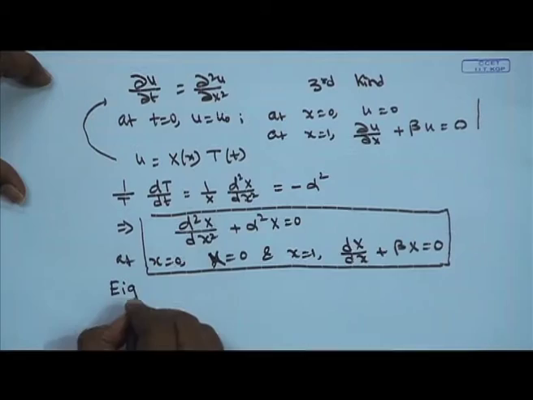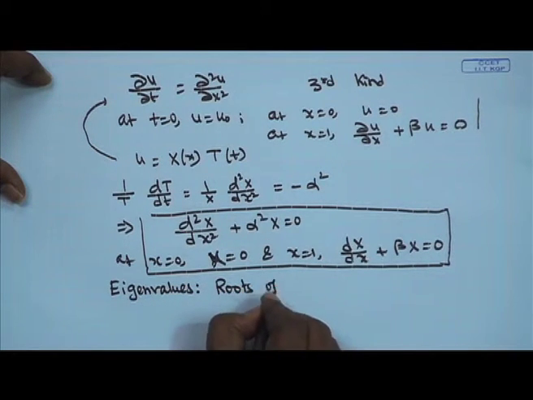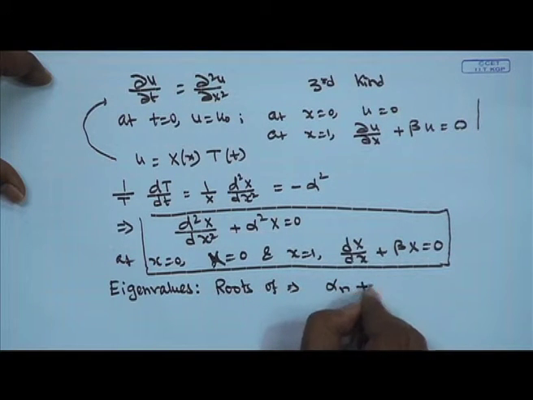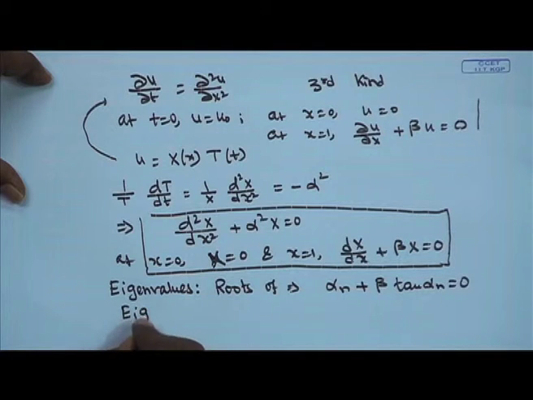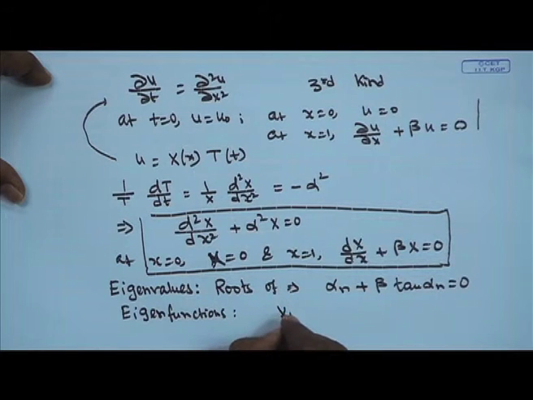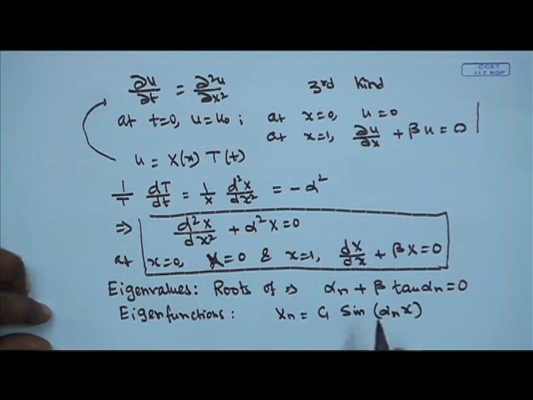So, eigenvalues will be roots of alpha n plus beta tan alpha n equal to 0, and eigenfunctions are the sine functions. We have already seen that the roots of these transcendental equations will be the eigenvalues. There are an infinite number of roots of this equation. Therefore, there are an infinite number of solutions for this system, and each solution is an eigenfunction, and the nth solution corresponding to the nth eigenvalue is the nth eigenfunction.